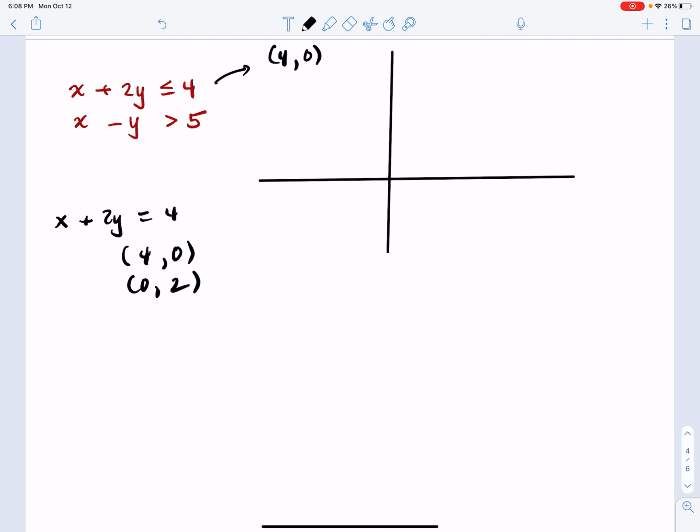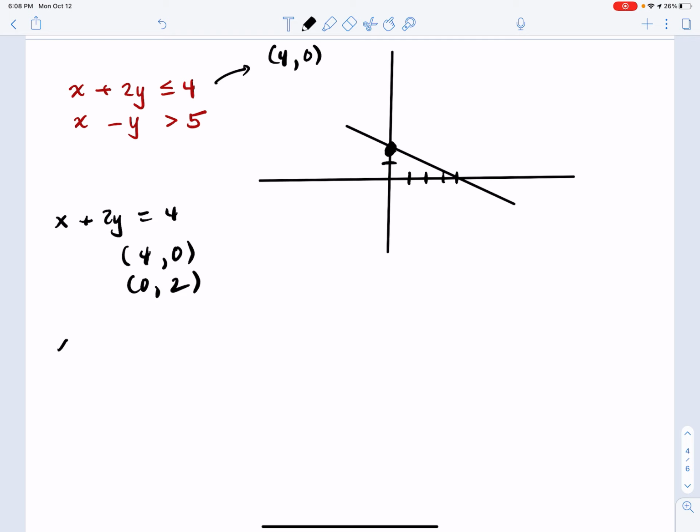So the line on the boundary of this region has to pass through (4, 0) and (0, 2). So we have this line right here, something like that. Okay, I'm just going to make this point bigger to make it look like I actually passed through (0, 2).